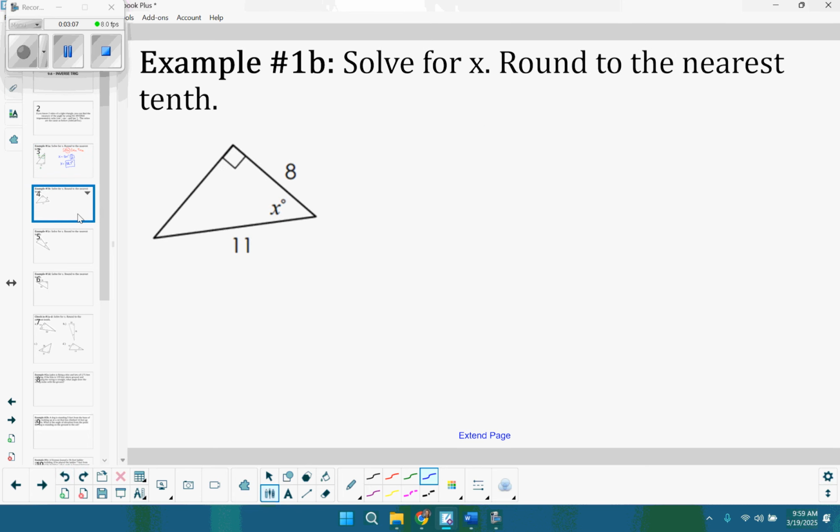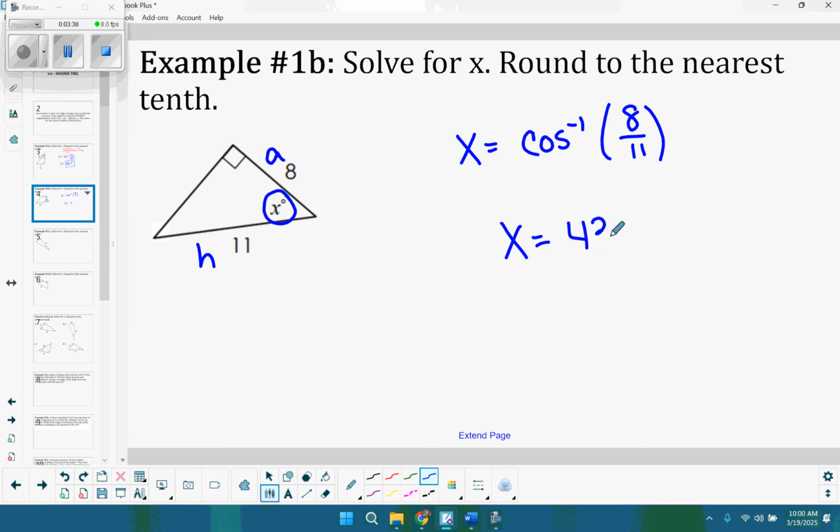All right, example 1b, we'll do a few together. Here's my angle. This side would be my hypotenuse. That would be opposite it, but I don't have an O in that picture, and this then would be A. So using the combination of A and H, that's cosine. So x will equal the inverse cosine of A over H, so that's 8 over 11. So we're going to hit second or shift cosine, 8 divided by 11, and we get x is 43.3 degrees.